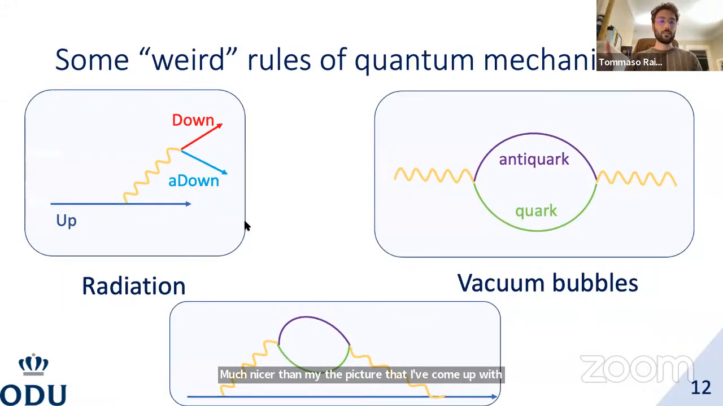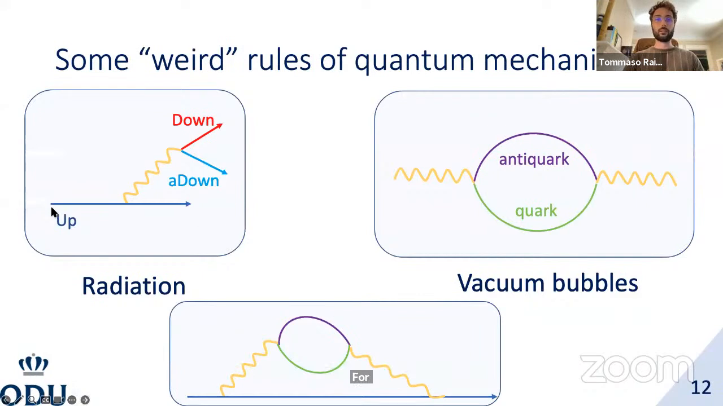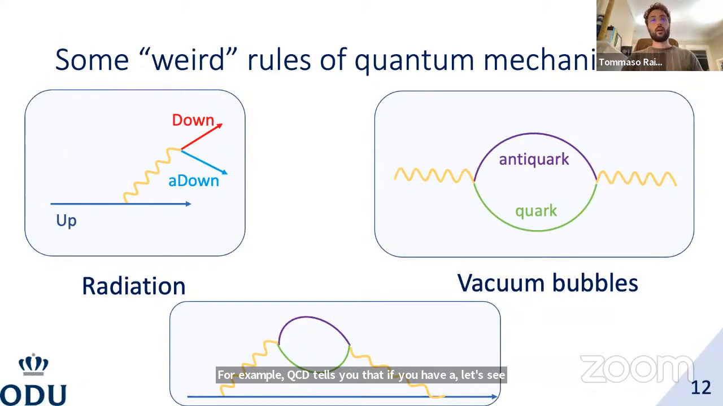The point here is that quantum mechanics, quantum field theory in general, this is not just about QCD, is very weird because it doesn't really rely on your naive expectation. For example, QCD tells you that if you have a propagating quark this way, you can think of this as time going from left to right. At some point, that quark can radiate a gluon in a certain direction, and that gluon can split into, let's say, a down quark and an anti-down quark, or actually it could split into any quark and antiquark.